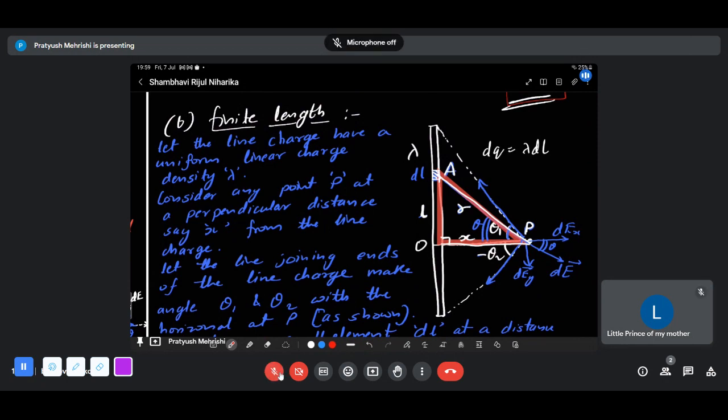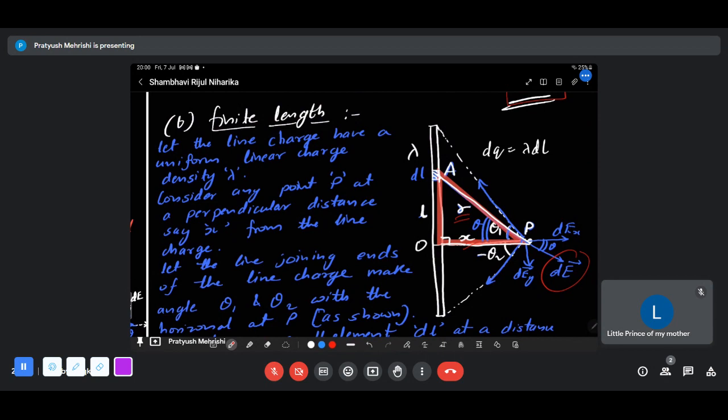Again, we will consider a very small element dl. We are considering it to find out the electric field on point P, which is at a distance x from the line. Now, because of this dl, there must be some field on point P. What is that field? That field is dE. Distance we already assumed x, and from dl we assumed it to be r.